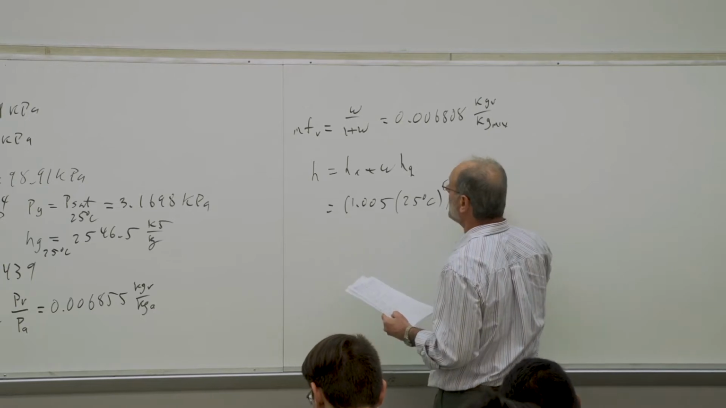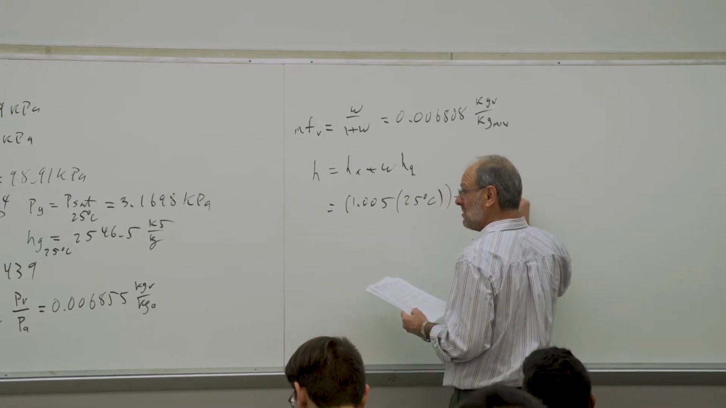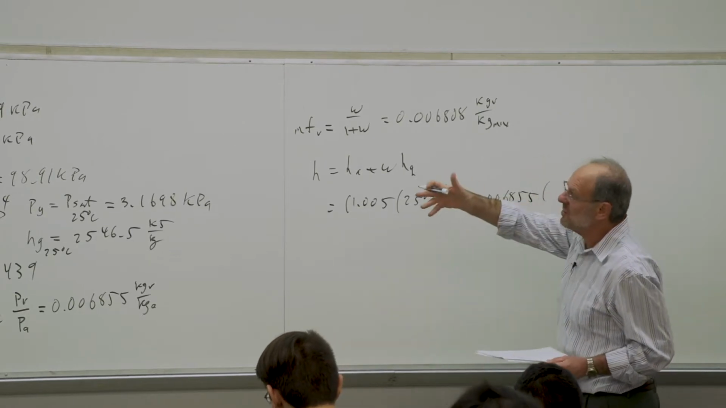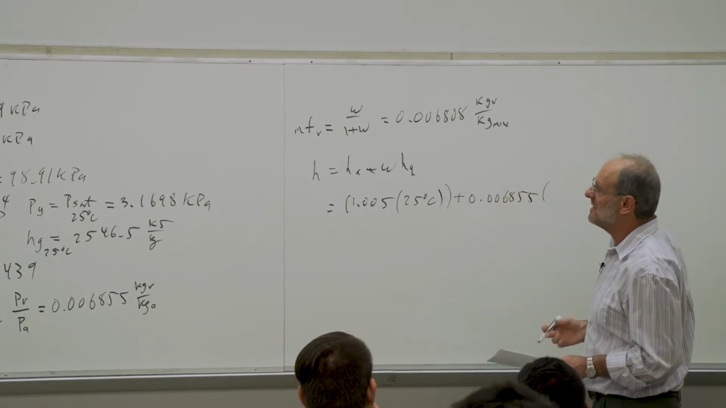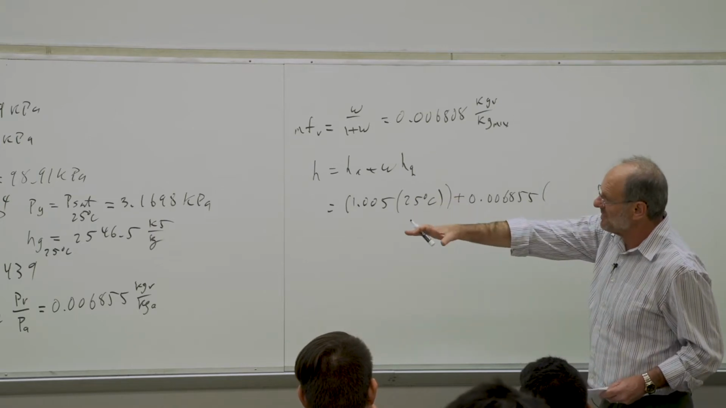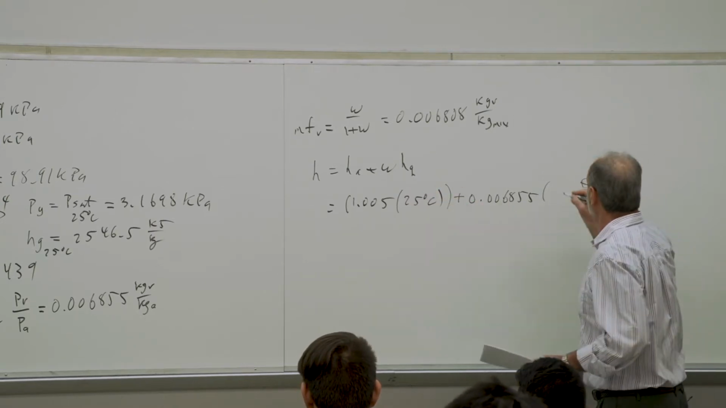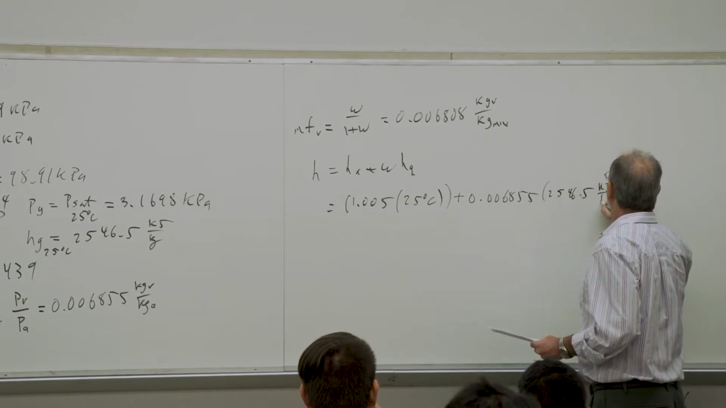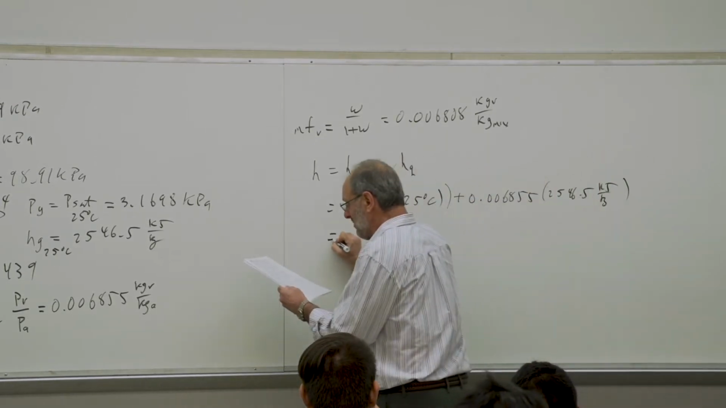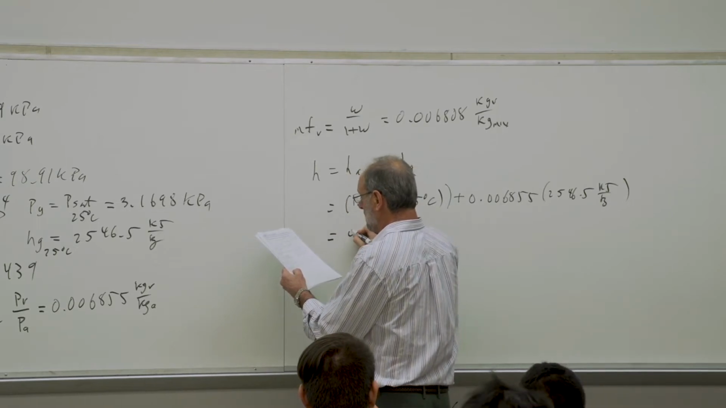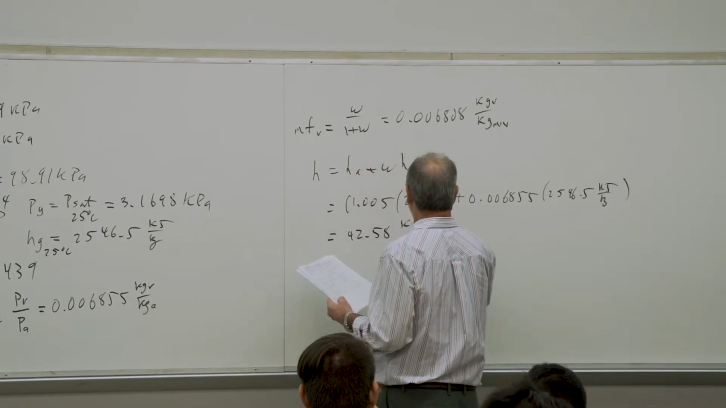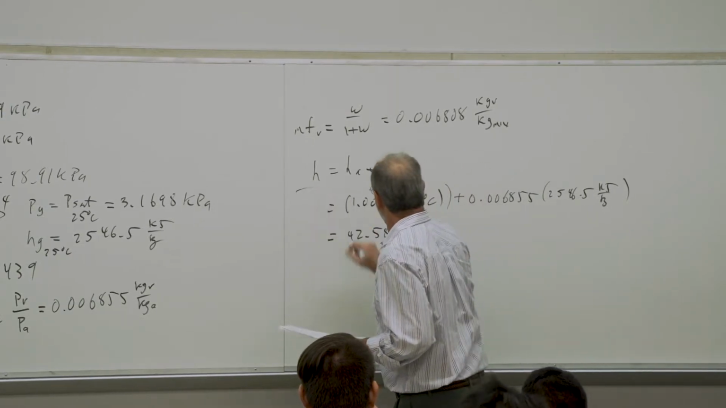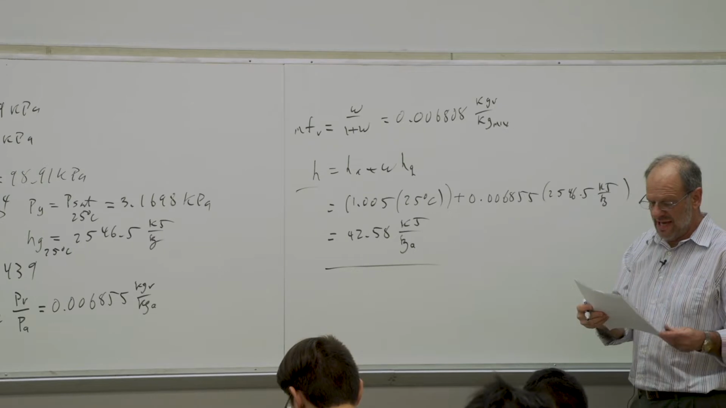And then we have omega, 0.006855, multiplied by H_g. Now you could have either used the equation that was presented in class and is in your textbook, or it's probably easier just to use the value of H_g. You already pulled it out of your book. So we go through our mathematics, and we end up with 42.58 kilojoules per kilogram of dry air. So there's your last term.